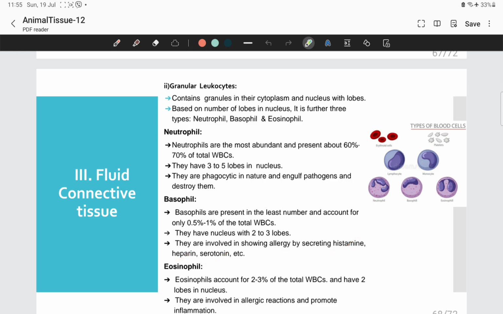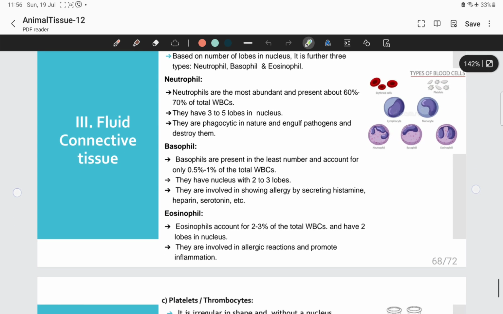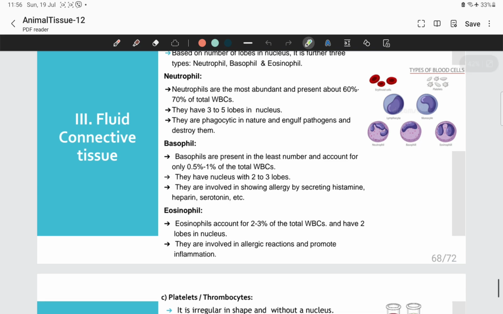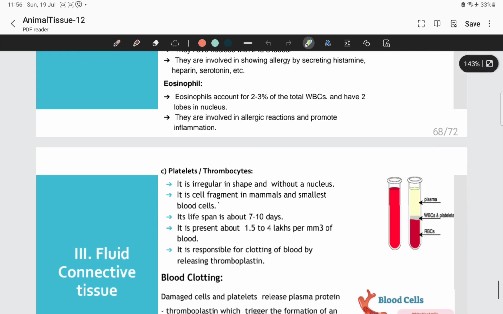Heparin acts as an anticoagulant agent. Histamine helps to swell the artery to increase the flow of blood, and serotonin helps to contract the artery to control the flow of blood during the allergy. Next, we have eosinophil. It contains about 2 to 3% of total WBC, and it has just two lobes that you can see in the nucleus, and it is also involved in allergic reactions, same like basophil.